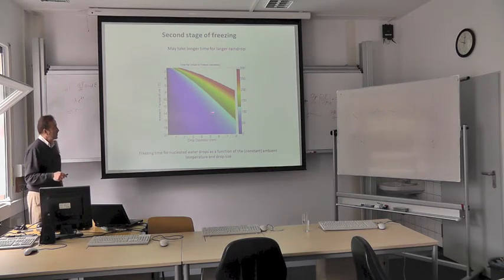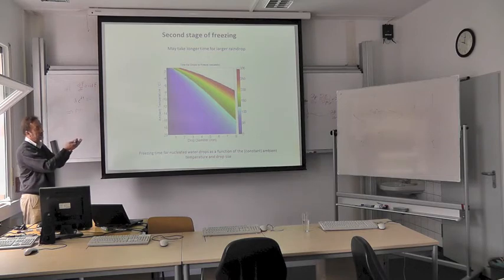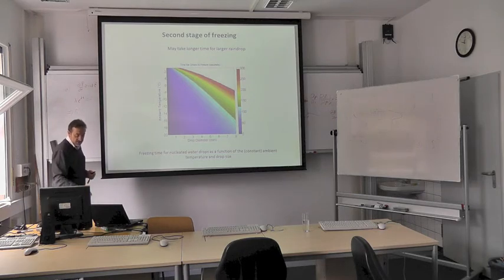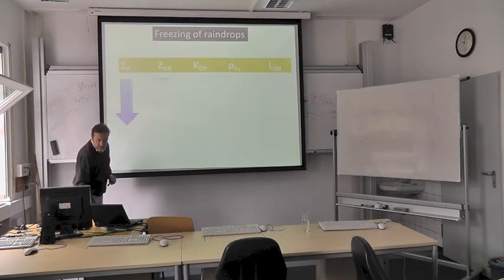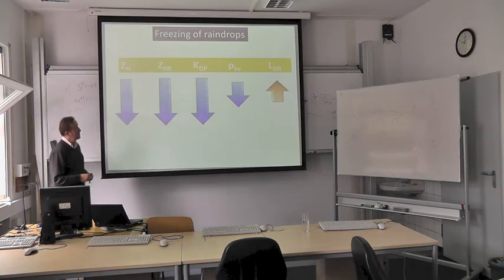In other words, to freeze a raindrop of big diameter at a certain temperature, you need quite a bit of time. So it's time in seconds here: 200 seconds, 300 seconds. And during this time, a supercooled liquid drop can be lofted to quite large altitudes. So that's what makes all these ZDR columns. So freezing of raindrops, this is a pictorial summary of that.